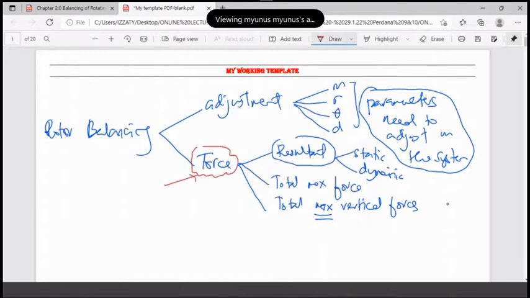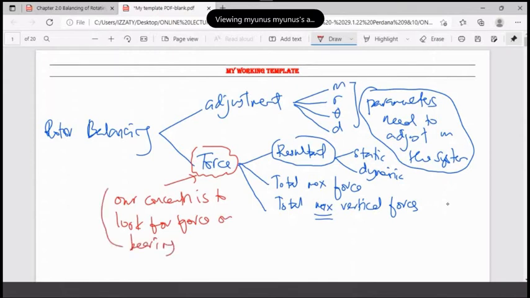Our concern is to look for forces on bearing. Remember that, because it is very logical that the shaft will be supported by bearings. So we are going to look for how much force is exerted on the bearing. So all are concerned with the bearing. Whatever you have here, static, dynamic, total maximum force, total maximum vertical force, are all on bearing. Okay, so you can turn to page 101 in your books.